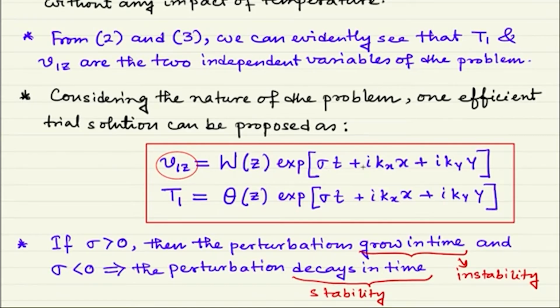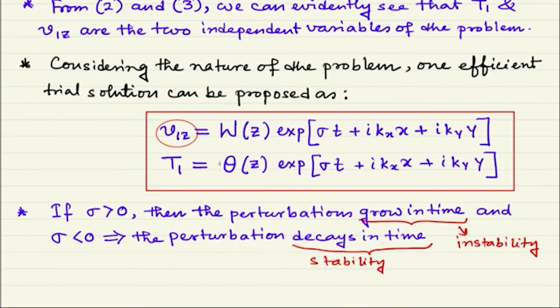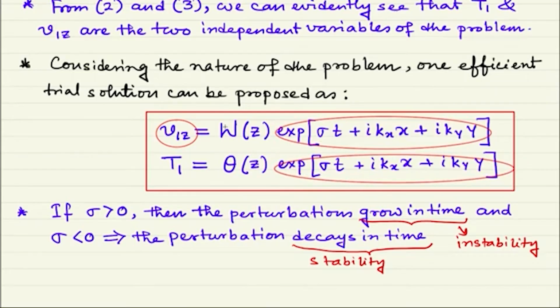Now for x dependence and y dependence, for simplicity we can propose plane wave type solutions, both for V1Z and T1. For T1, the z dependent function is this capital Theta. So you can easily see that other than the z dependent part, the x and y dependent part is the same for both V1Z and T1.